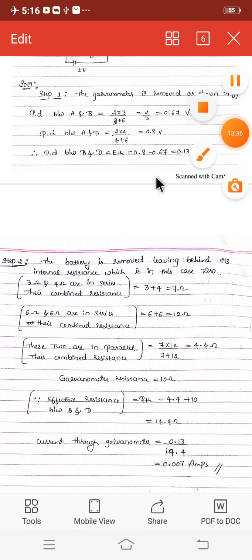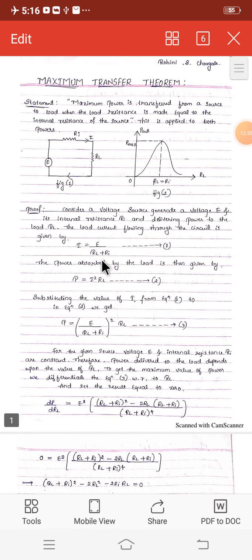Okay. See here, in this class, what do we learn? Maximum power transfer theorem. What is the statement? The power transferred from a source to load is maximum when the load resistance is made equal to the internal resistance. Means we have to prove that Ri equals RL. That's why first draw this circuit and also draw this graph here. RL equal to Ri we have to prove. Already we know the formula I equals E by RL plus Ri. P equals I square RL.